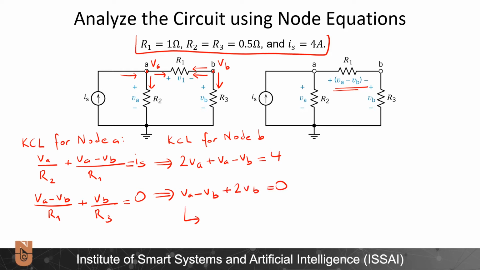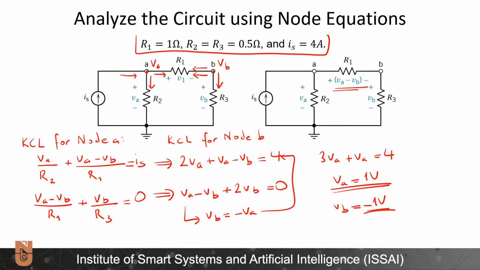From here, I end up with VB is equal to minus VA. And I can go and plug this into this equation. I end up with 3 VA plus VA is equal to 4. Accordingly, VA is equal to 1 volt and VB will be equal to minus 1 volt. Since I found both of the node voltages, I conclude my circuit analysis.